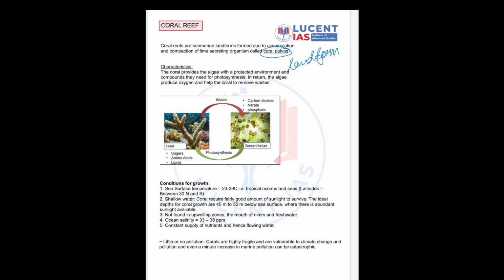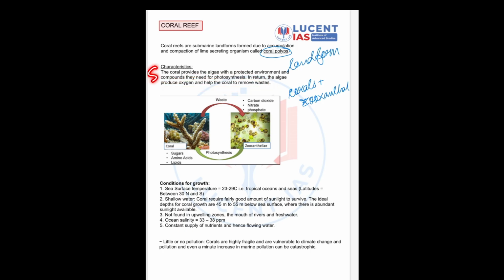So what are the characteristics? As we know, corals and zooxanthellae live in a symbiotic relationship. So what is the relation? The coral provides the algae with a protected environment and compounds they need for photosynthesis. In return, the algae produce oxygen and help the coral to remove waste.